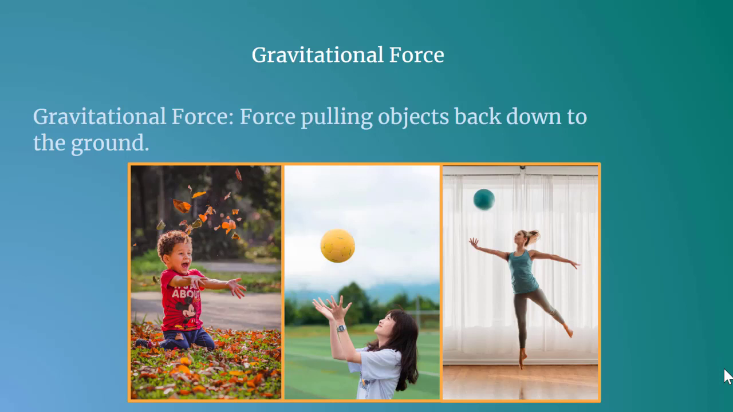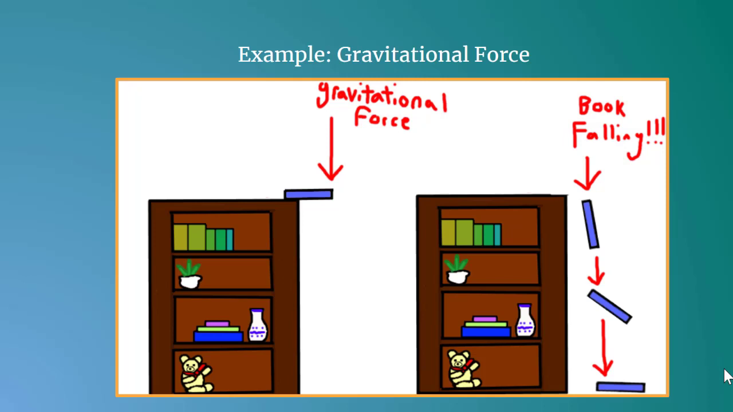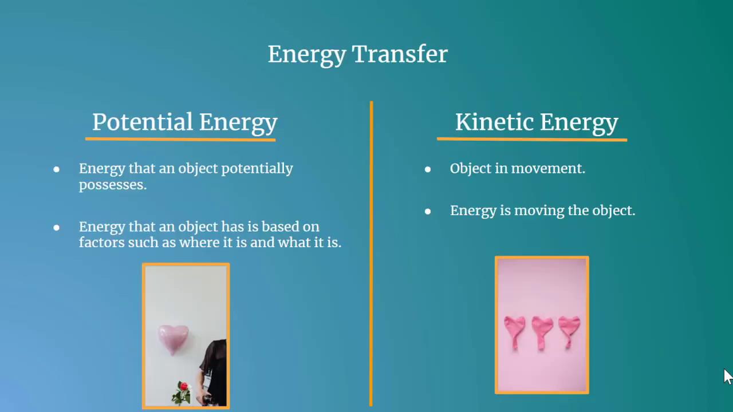In this example, a book is on the top ledge of a bookshelf. Part of the book is on the shelf and the other part is dangling off the edge. Instead of staying like this forever, the book falls. The book falls because of gravitational forces pushing down on the book. Another important aspect of understanding energy is through energy transfer.